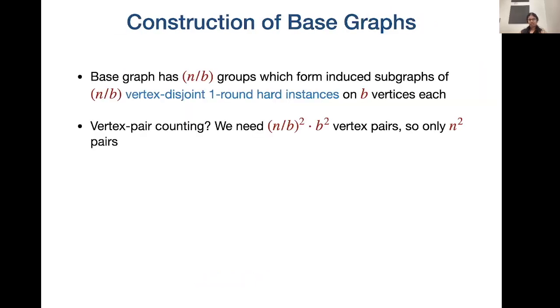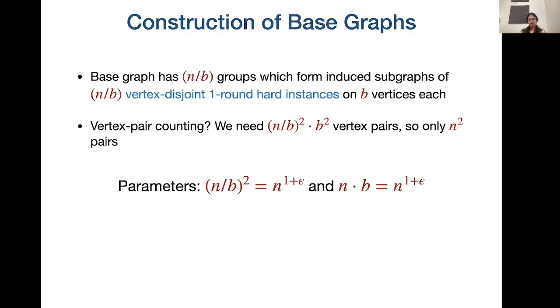How do we construct these graphs? We want n over b groups which form induced subgraphs of n over b vertex disjoint one round hard instances, and each of these instances is on b vertices. The basic vertex pair counting test that we did here actually passes through because we only need (n over b) squared times b squared vertex pairs, so only n squared pairs.